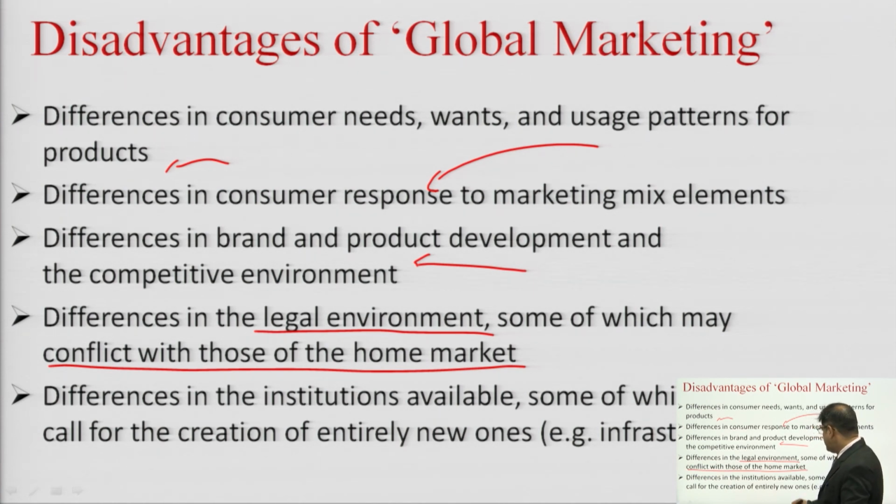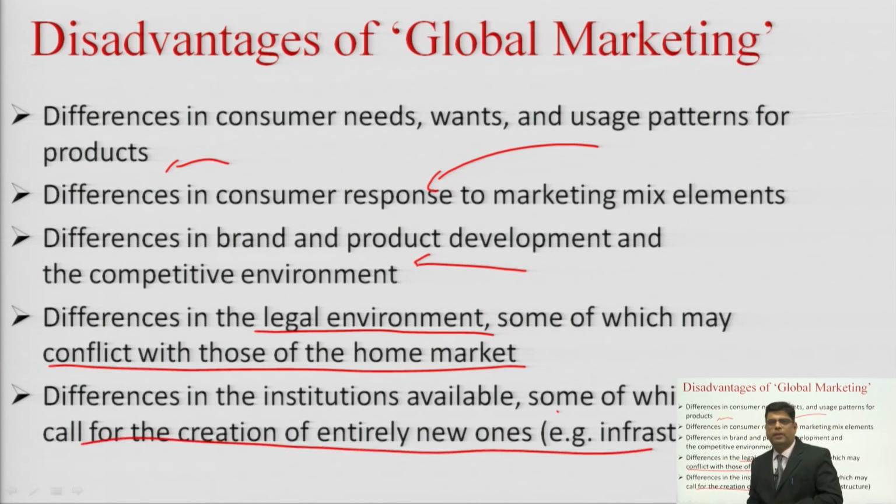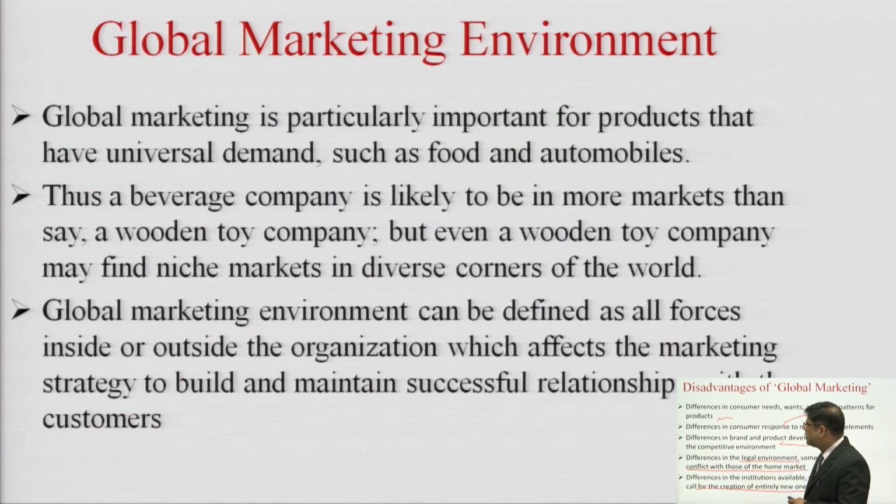Then there can be differences in the institutions available, some of which may call for the creation of entirely new ones. The infrastructure. In the home market, the scene may be entirely different, while in the foreign markets, the scene may be entirely different, and the company has to cope with this challenge, because if it fails to cope with this challenge, it would not be able to successfully market its products and services. So, these are the various kinds of drawbacks or big challenges that a company or an organization encounters when it goes into the global market and starts marketing its products and services.